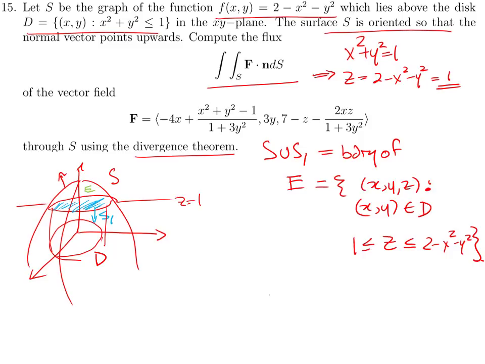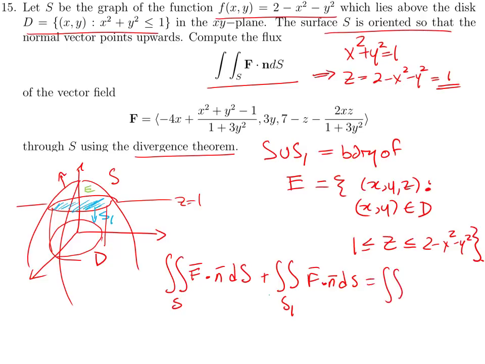And now we're interested in calculating the flux through S. What does the divergence theorem tell us? Well, it tells us that the flux through S union S1, which is just the same as the sum of the fluxes of F through these pieces, is equal to the triple integral of the divergence of F over the interior E.